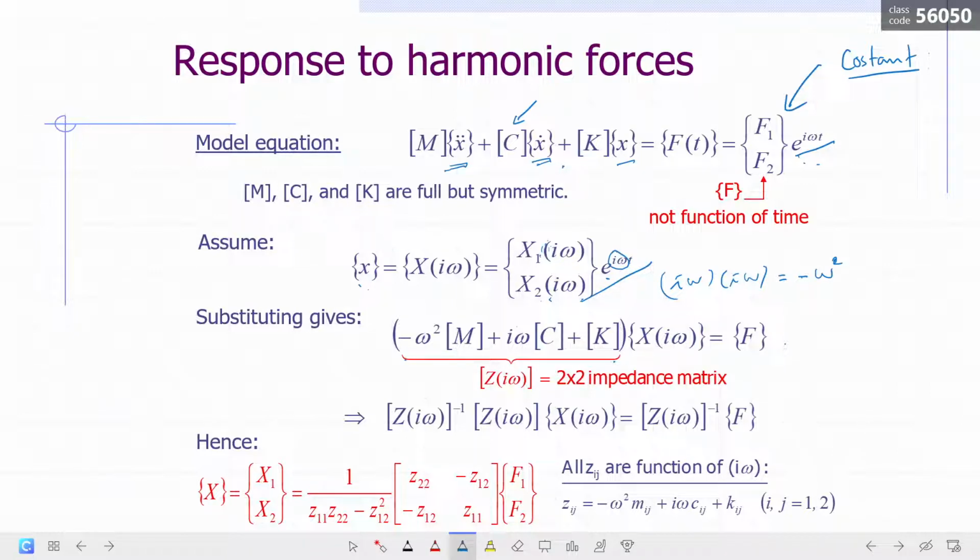The coefficient of H here is called the impedance matrix, as a function of omega. So to find H here, you can multiply by the impedance inverse. So impedance inverse times impedance becomes identity here. Then you only have impedance inverse times the input force here.